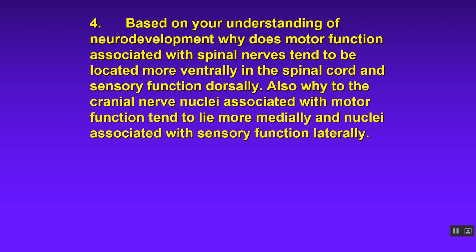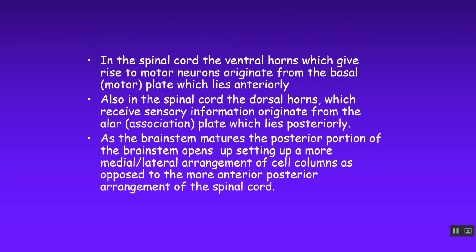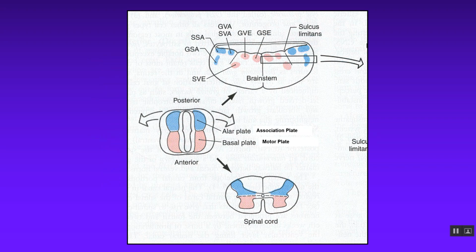All right, based on understanding of neurodevelopment, why do motor function neurons with spinal nerves tend to be located more ventrally in the spinal cord and sensory more dorsally? Also, why do cranial nerve nuclei associated with motor function tend to be more medial and the sensory more lateral? So let me just show you a picture here, kind of going back to that dermatome and myotomal type of thing.